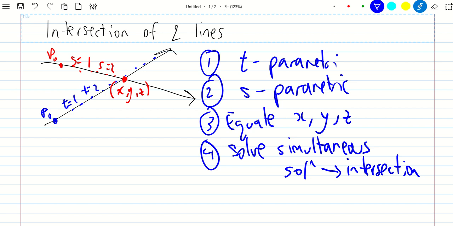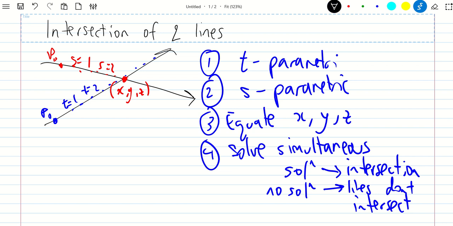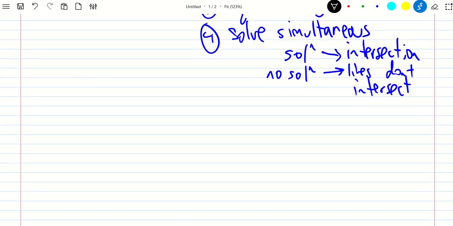If you get a solution, that will be your intersecting point, and we'll have a look at an example of that. If you get no solution to those simultaneous equations, then those lines don't intersect. There's a couple of reasons why they might not intersect, because they're going off in different directions. They might be parallel to each other, etc. So that's the format of what we're going to do today. As per usual, it's probably easiest seen in an example. So let's go to an example and have a look at a particular one here.